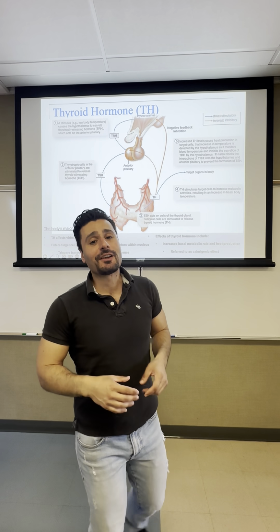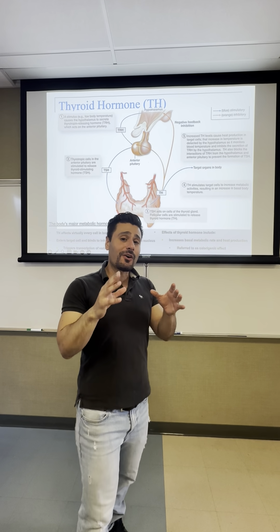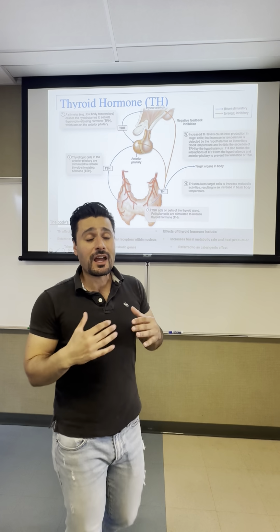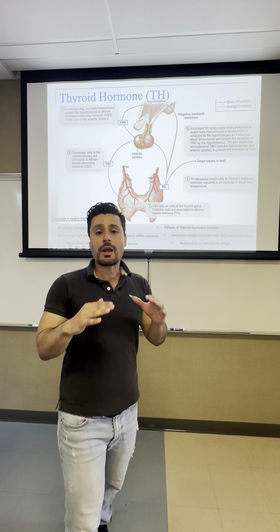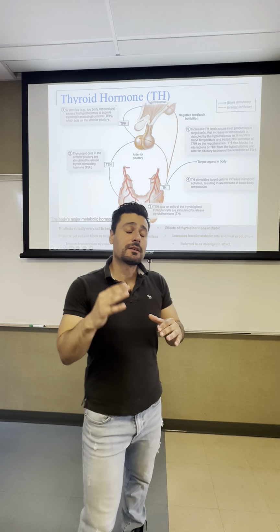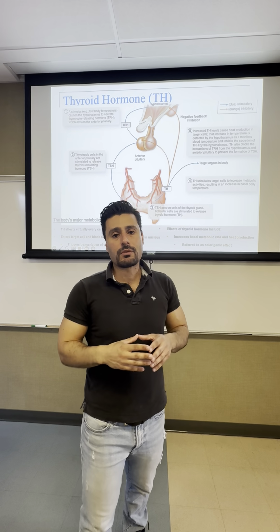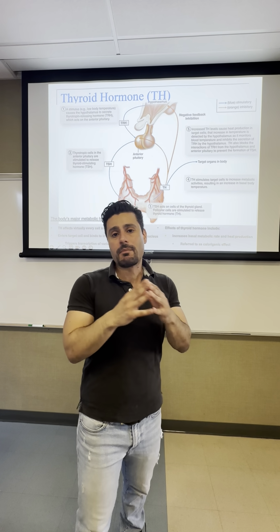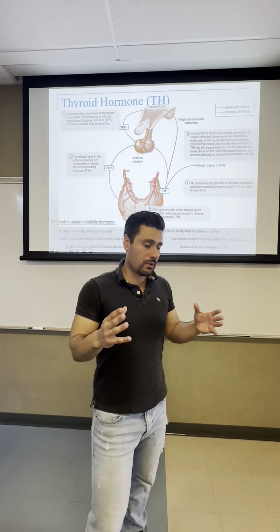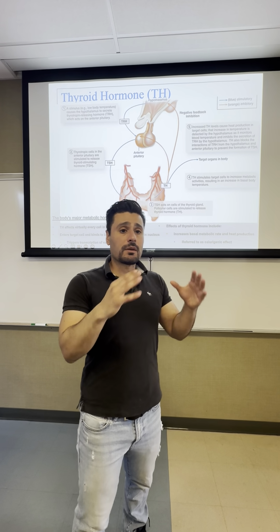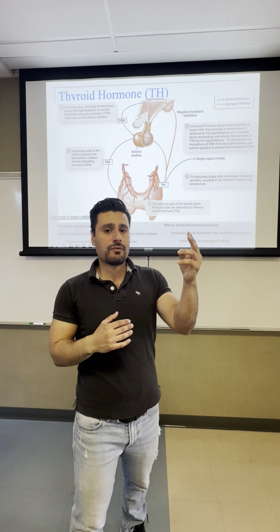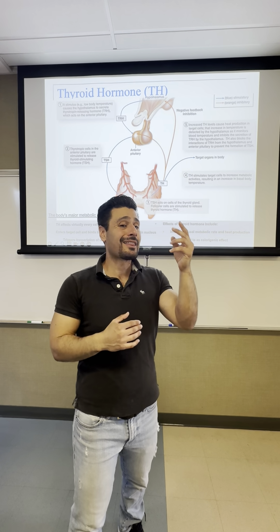So today we're going to take a look at a very important gland called the thyroid gland. The thyroid gland is the body's major metabolic gland because it produces two very important hormones that are the body's major metabolic hormones, the thyroid hormones. So the thyroid hormones, we can break them down into T3 and T4, triiodothyronine and thyroxine.